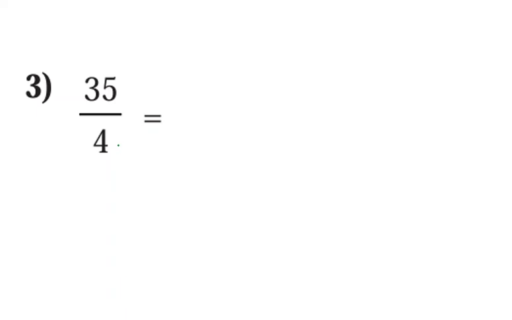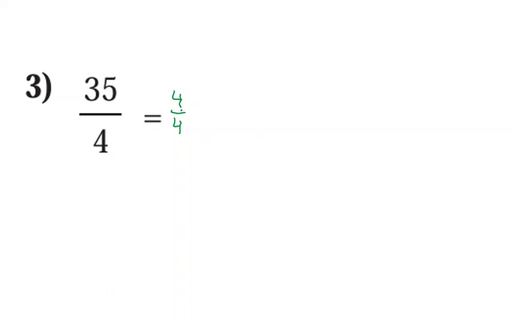This is an improper fraction. How do I know? Because the numerator is bigger than the denominator. Now, we need to figure out how many wholes there are in 35 fourths, because this is a fraction bigger than 1. Every time I make the numerator and denominator the same, that's worth 1 whole. All right, let's figure out how many wholes there are in there.